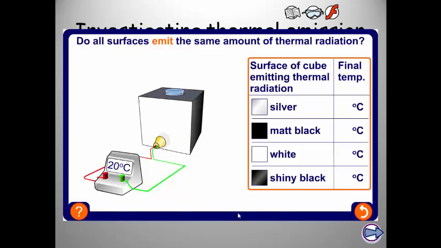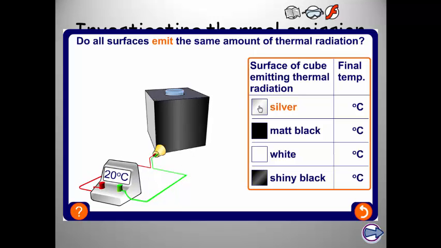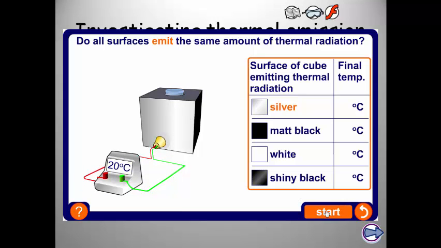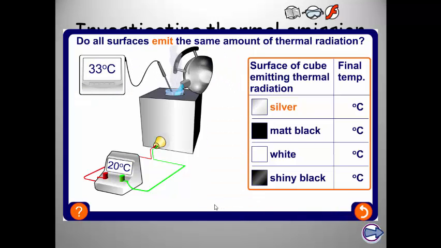Now, this probably makes more sense if we have this little experiment over here. If we get this box and fill it up with water, we can see how much infrared radiation is emitted by all the sides. Let's do it with the silver side first. The starting temperature is 20 degrees. Let's put the water in and see what temperature it gets to. It's 80 degrees inside there, and eventually it's going to get to 28 degrees.